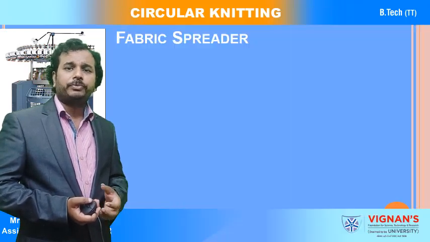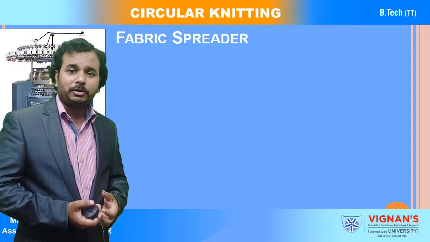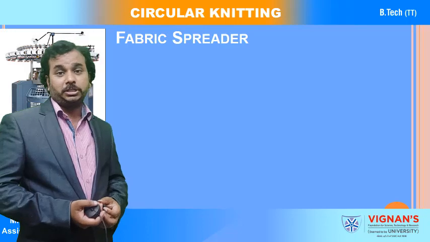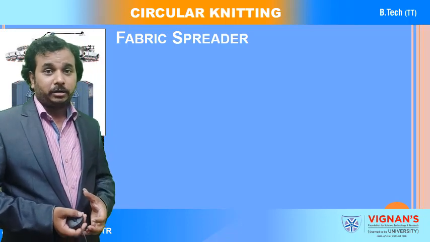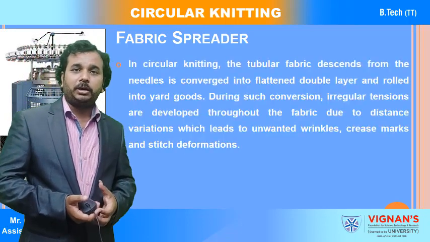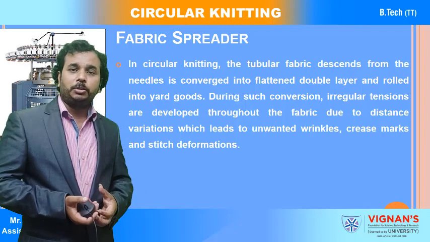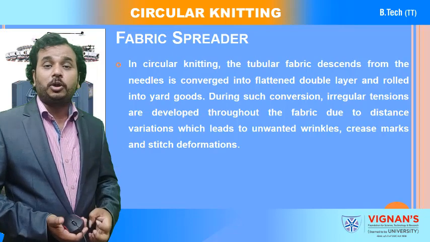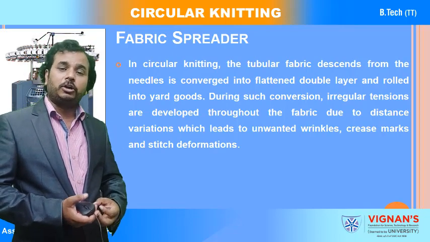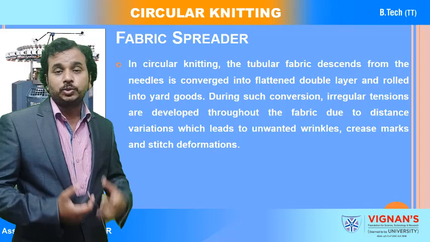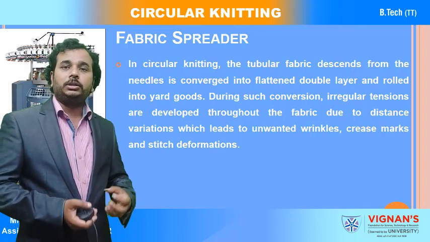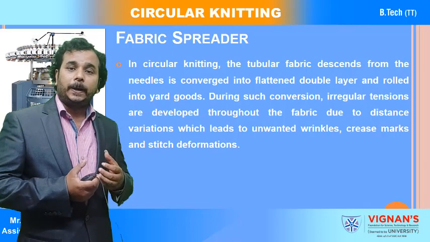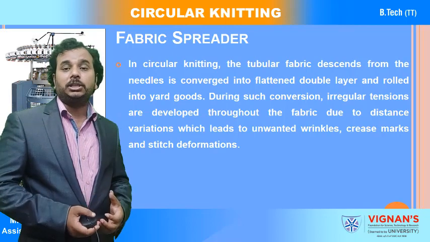Now, what is the next component in the double bed circular weft knitting machines? That is the fabric spreader. Why are we using the spreader? The tubular fabric is taken down, and when we take it down, the fabric should not have any crease formation or wrinkles while winding into the cloth roller. Crease marks, wrinkle marks and stitch deformations are prevented by using the fabric spreader.